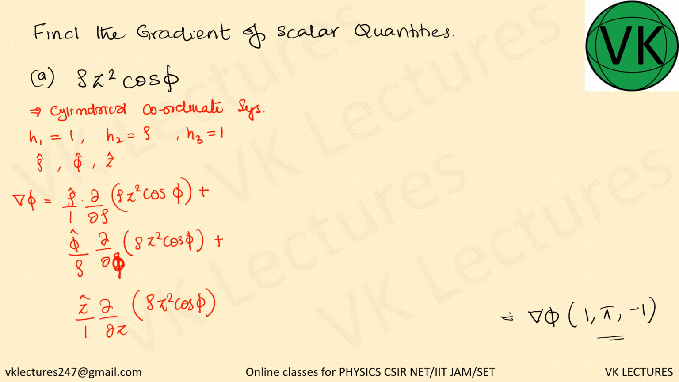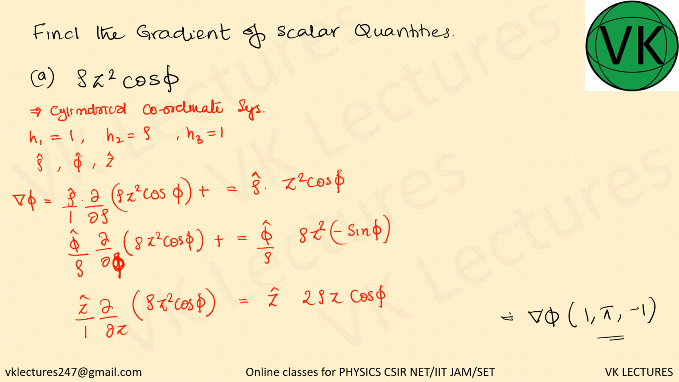So let us write down each term. This would be equal to rho cap into dou by dou rho, so rho will go, z square cos phi, plus phi cap by rho into, with respect to phi, rho z square cos phi differentiates to minus sin phi, plus z cap into dou by dou z, so 2 rho z cos phi.